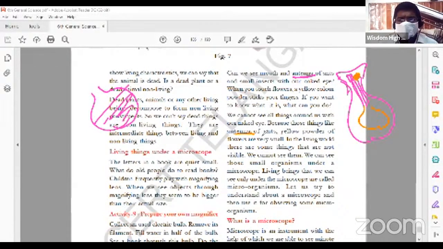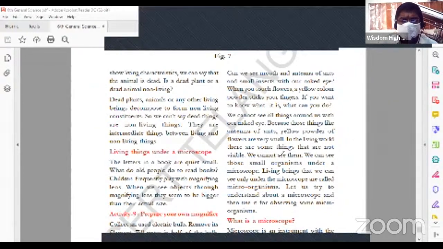Okay. In the living world, there are some things that are not visible. We cannot see them. We can see those small organisms under a microscope. Living beings that we can see only under the microscope are called microorganisms. So, children, everyone concentrate here. How can we see these small organisms? By using a microscope, we can identify the small organisms.